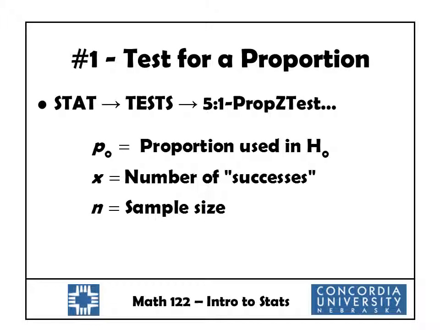The calculator command was option 5, the 1 proportion z test. That asks you for P0, which is the proportion used in the null hypothesis. X is the number of successes, and N is the sample size. Now remember, X, the number of successes, has to be a whole number. Some problems, they don't give you number of successes, you have to calculate it. Remember, if you calculate it, you always have to round that off to a whole number.